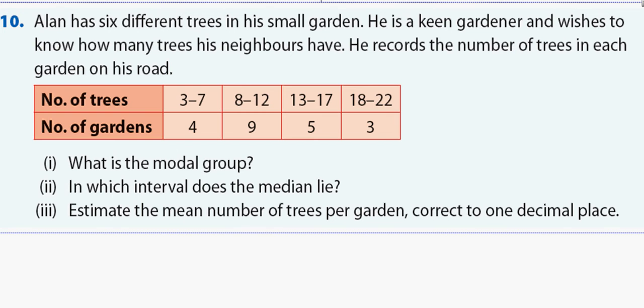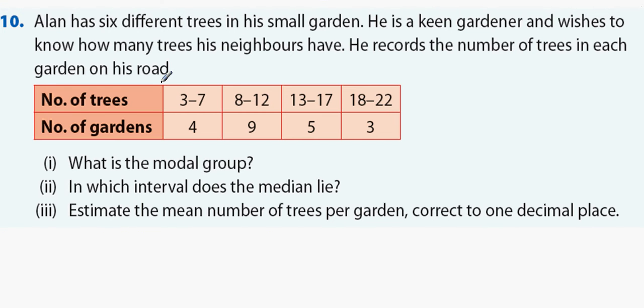The modal group, now remember, the word group means the range. So this is the group 3 to 7, the group 8 to 12, the group 13 to 17, and the group 18 to 22. What is the modal group? The modal group is 8 to 12 because it has 9 gardens, okay, which is the most popular one.